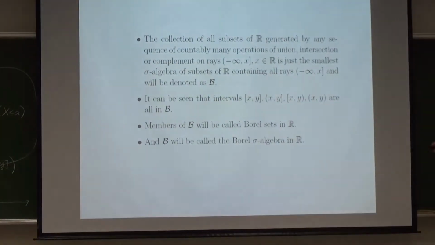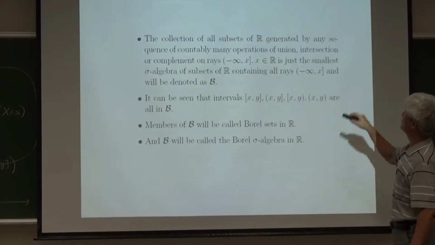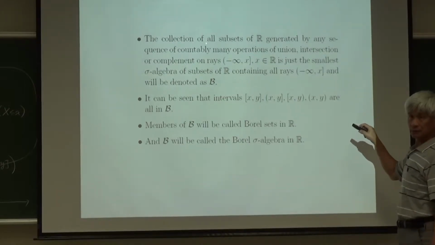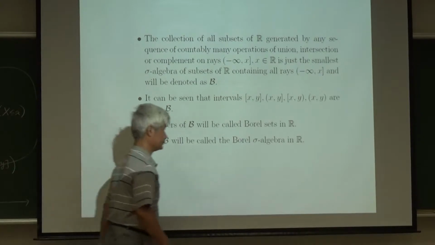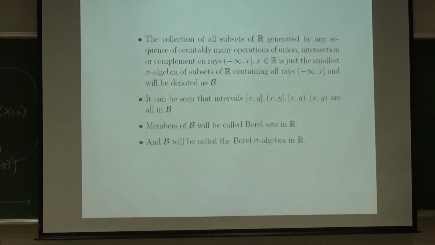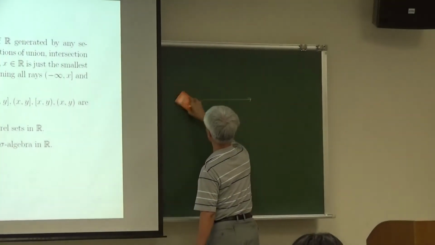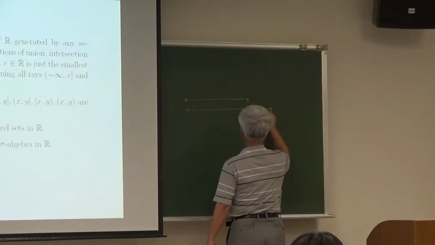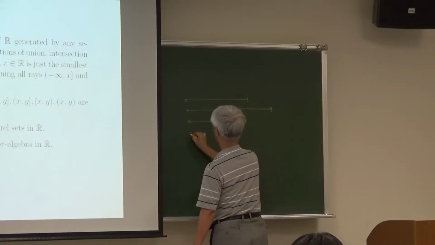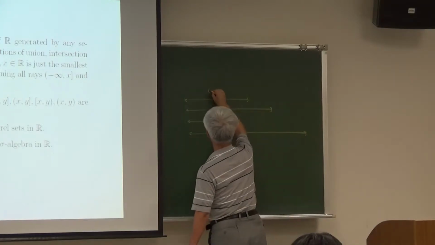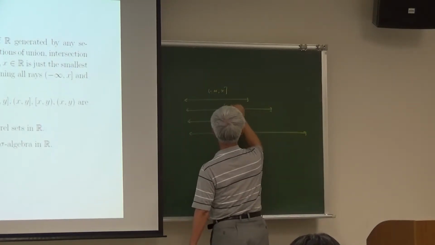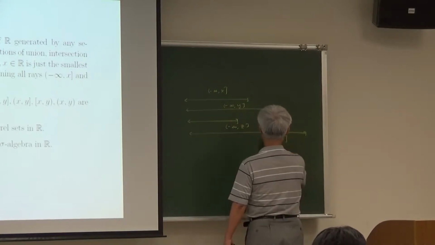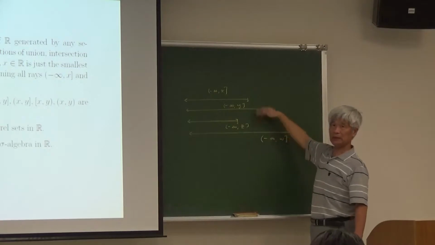Okay, now, the collection of all subsets of R generated by any sequence of countable operations of union, intersection, or complement on rays. On rays. Okay? So the rays here, there are so many such kinds of rays, right? So you have even remaining rays here.